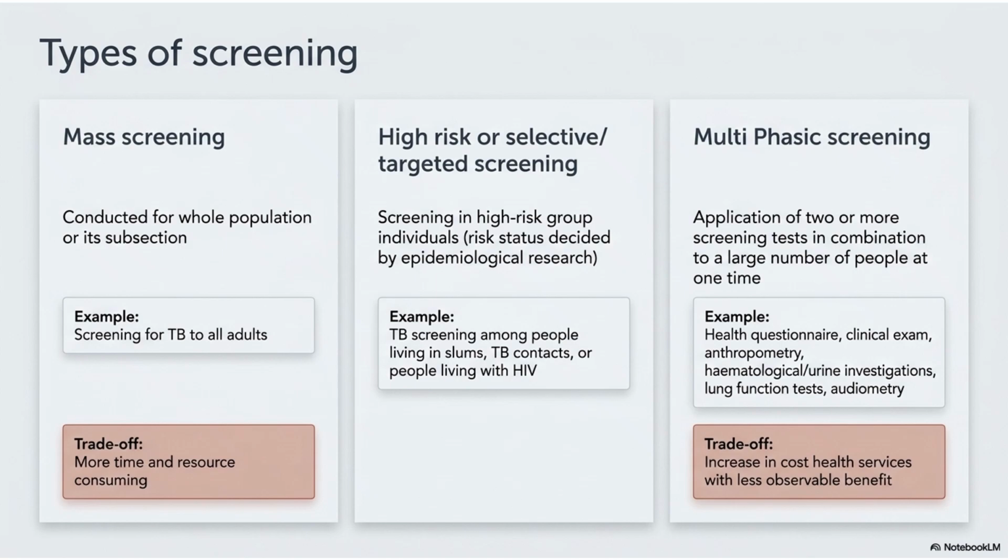And what is the problem with mass screening? As we are applying it on the whole population or a subset of the population, it is more time consuming and resources will be wasted. But high risk screening means, as we are concentrating on a high risk category only, resources will be better utilized and it is less time consuming compared to mass screening, because we are including only high risk people. And multiphasic screening also, as it is including many screening tests, will increase the cost of screening, and a larger number of healthcare personnel will be utilized for this, with less observable benefit.